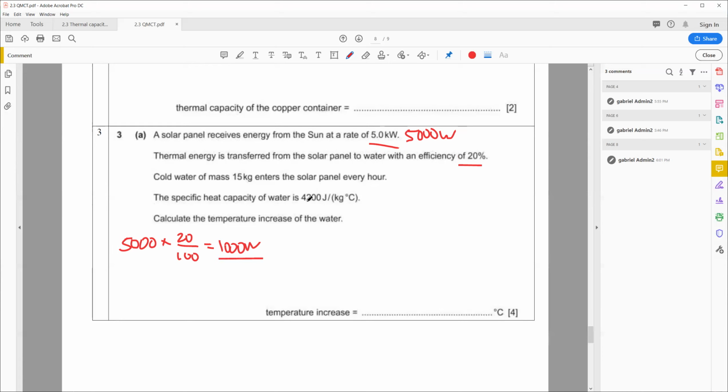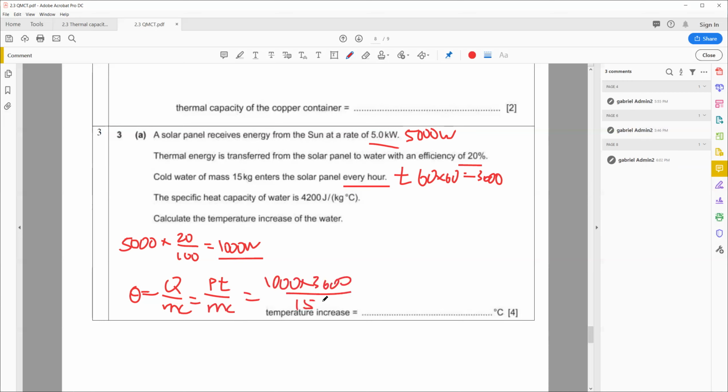From here, with this power, I think you can find the time already. What's the time? Oh, every hour. This is the time, which is 60 times 60, which is 3,600 seconds. So from here, theta would have been equal to Q over MC, which is power times time over MC, which will be 1,000 times 3,600 divided by the mass, which is 15, divided by the specific capacity, which is 4,200. Press everything in the calculator, you should get 51.7 degrees Celsius. Read the question properly, guys.